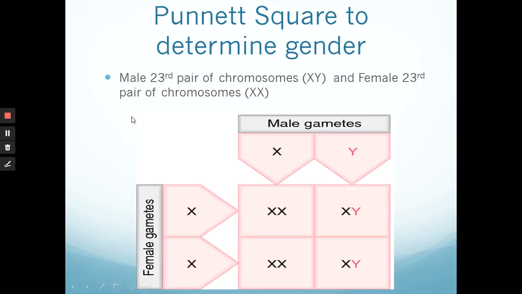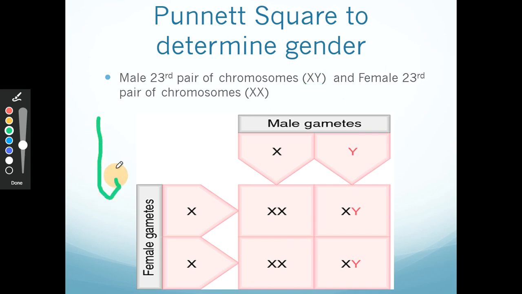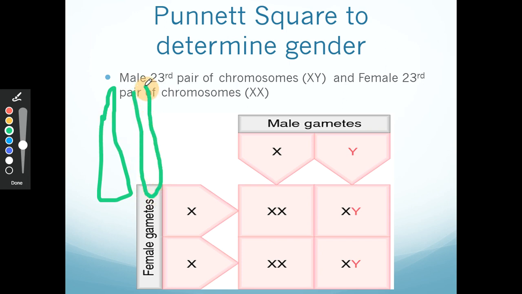So it also works the same with determining gender in humans. On our 23rd pair of chromosomes, males have an X and a Y. If we were to draw the chromosome, the X looks like this. It's much larger, and the Y is a little tiny. That is what a male's 23rd pair looks like. A female's 23rd pair, I got a little sketchy down at the bottom, but they have two X's.